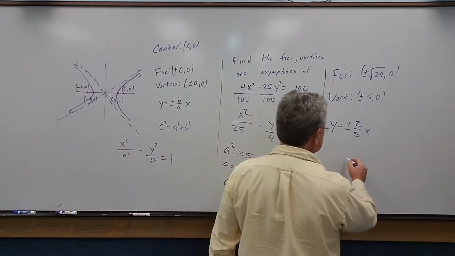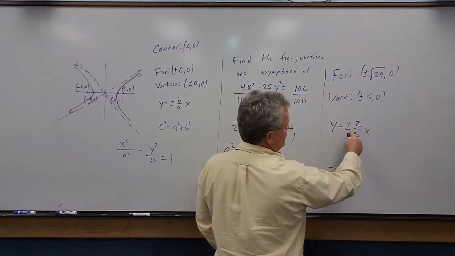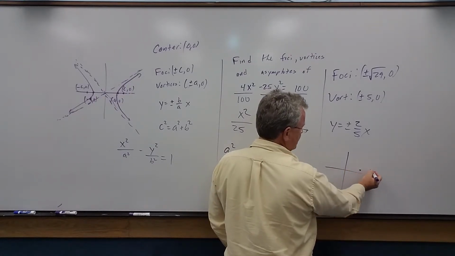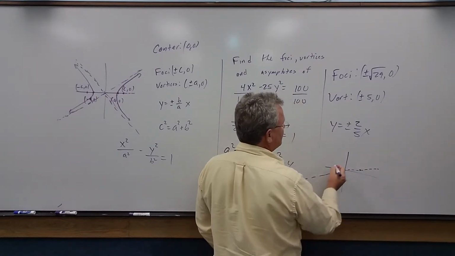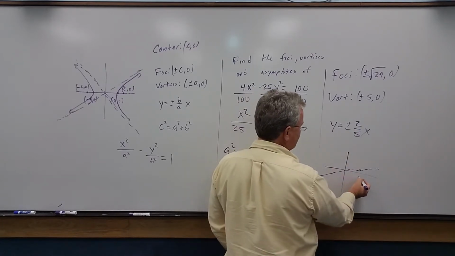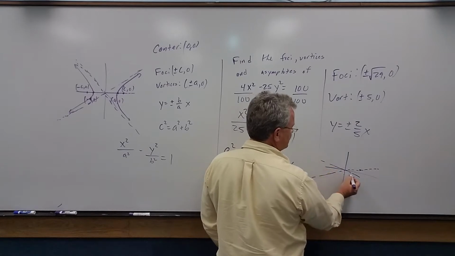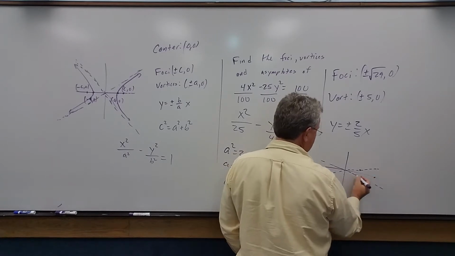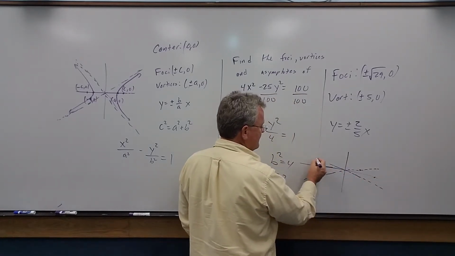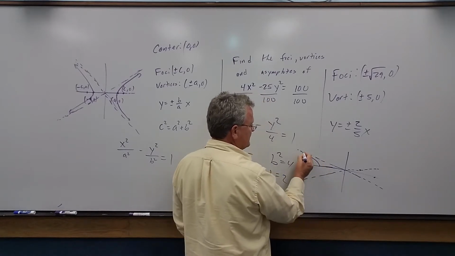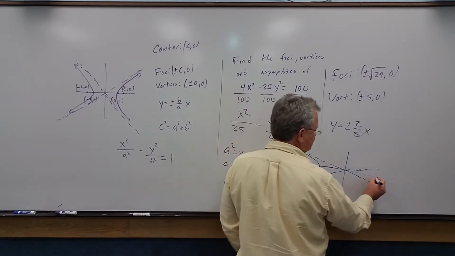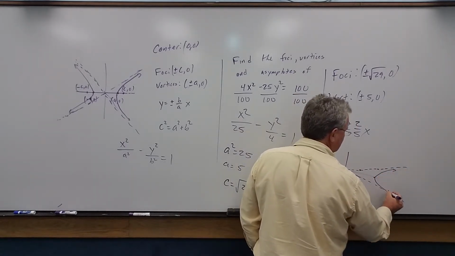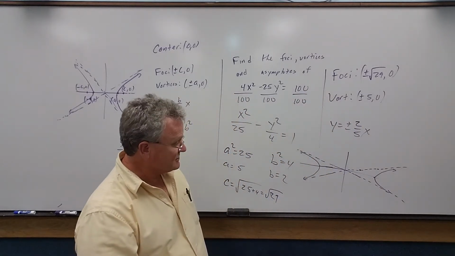If we wanted to graph this, we would go up 2 over 5, and you're going to get something like this. For the minus, go down 2 over 5, and you're going to get something like this. For the vertices, I go out to 5 and out to negative 5, and basically we're going to get a situation that looks kind of like this. Right, so that's the graph.